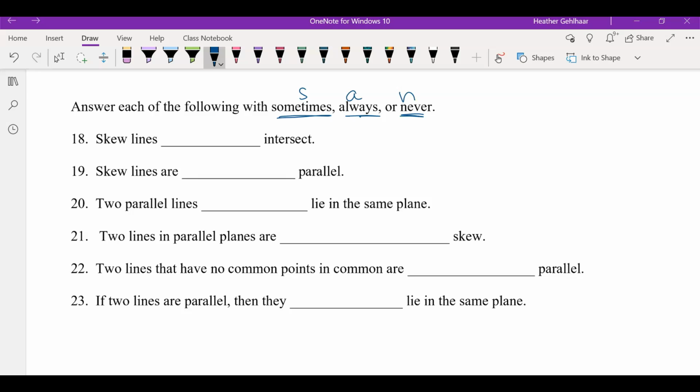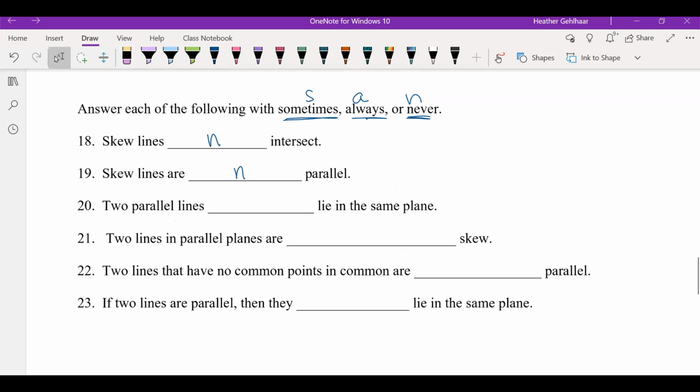So skew lines sometimes intersect, always intersect, or never intersect. Definitely never intersect. Skew lines are parallel. Absolutely not, right? If they're skew, they cannot be in the same plane, so they can't be parallel. Next we have two parallel lines blank lie on the same plane. Do parallel lines lie on the same plane? Always.